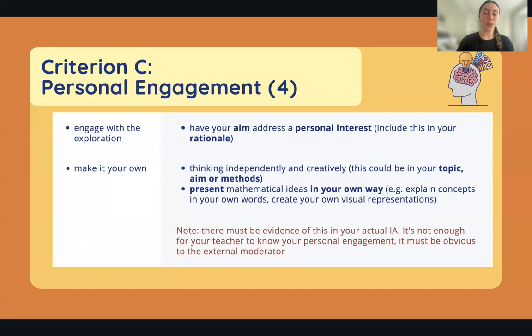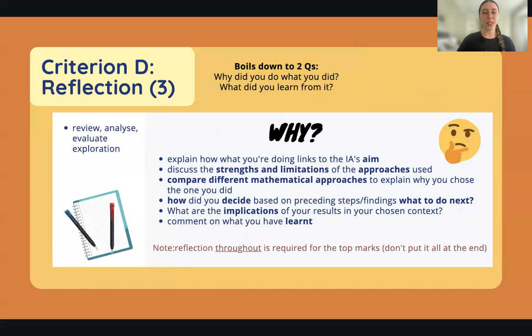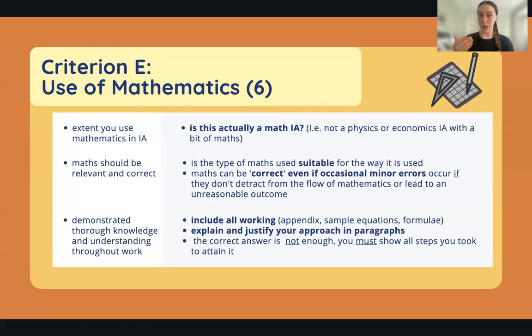So that's personal engagement, 4 marks. And then Criterion D, reflection. And Criterion E, I'll just flick forward, is use of mathematics. You'll see that there's some overlap there in that if you reflect effectively, you're also going to be demonstrating your use of mathematics and your understanding of mathematics.